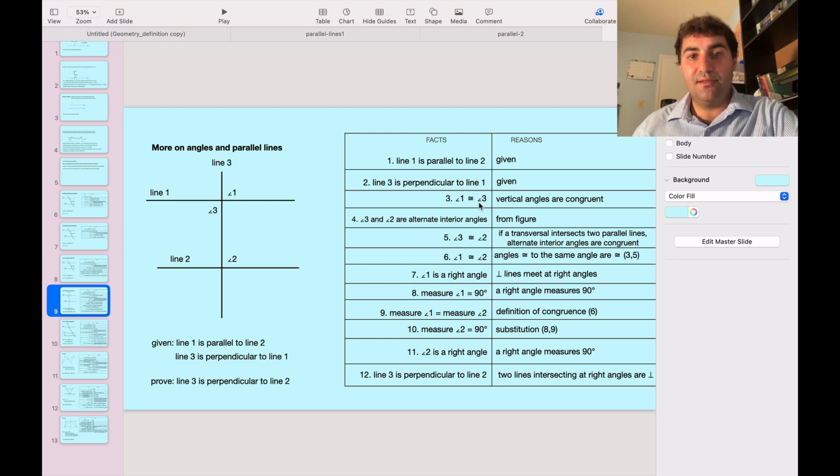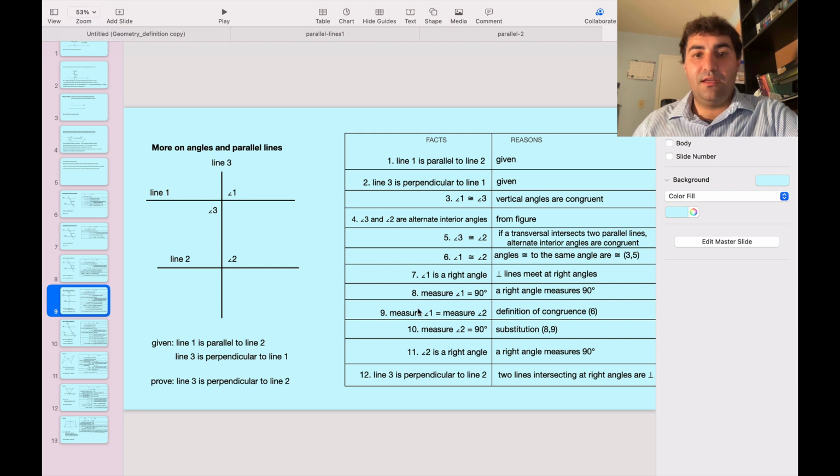But if we look at statement 3 and statement 5, both angle 1 and angle 2 are congruent to the same angle, angle 3. And we know angles that are congruent to the same angle are congruent. So angle 1 is going to be congruent to angle 2. We know since line 3 is perpendicular to line 1 that angle 1 is going to be a right angle, right? Because perpendicular lines meet at right angles. And a right angle measures 90 degrees, right?